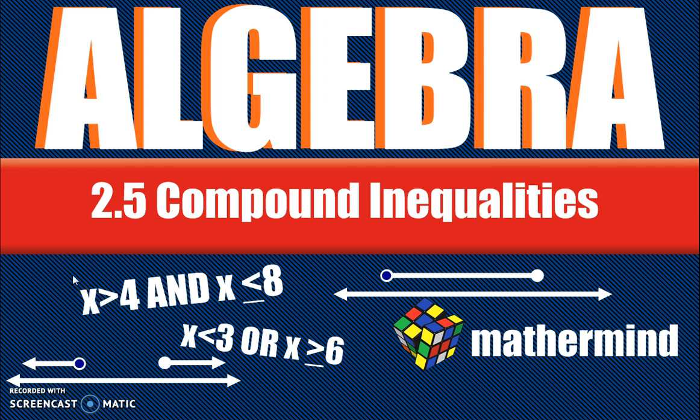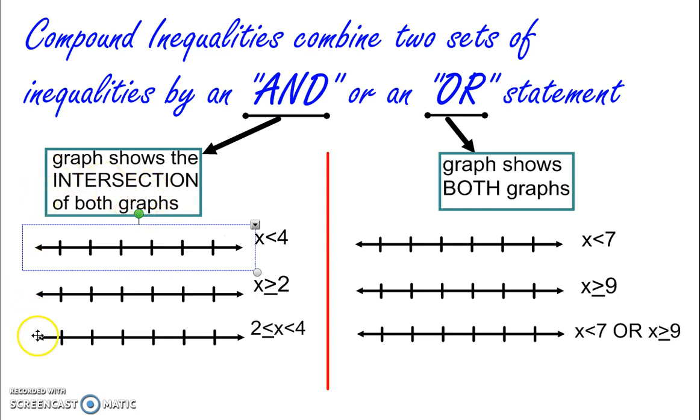Compound inequalities combine two sets of inequalities by an AND or an OR statement. For an AND statement, the graph shows the intersection of both graphs.